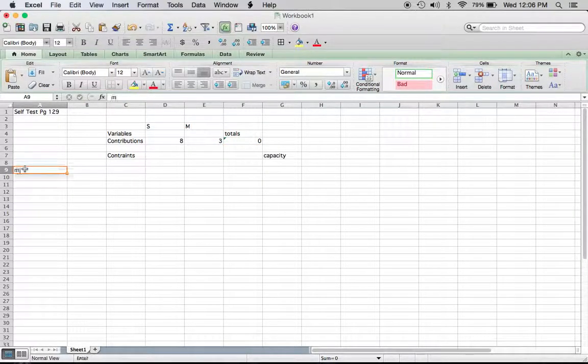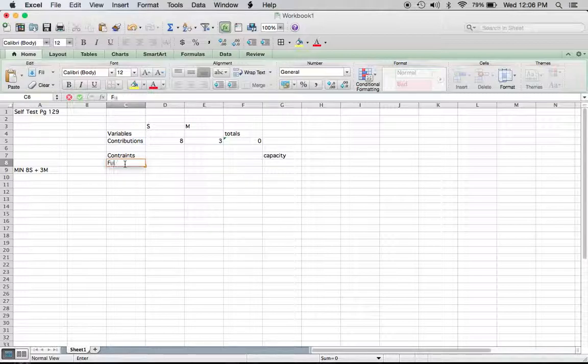Plenty of room to fat finger this stuff, and as soon as these equations get a lot bigger, you've got really a lot of room for error. All right. So now constraints. So I have funds. I have annual income. And I have money market.